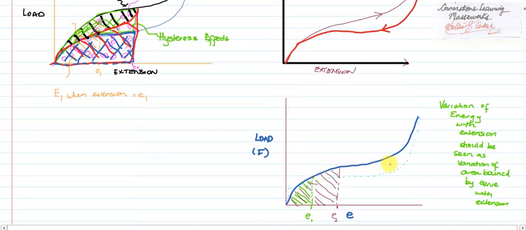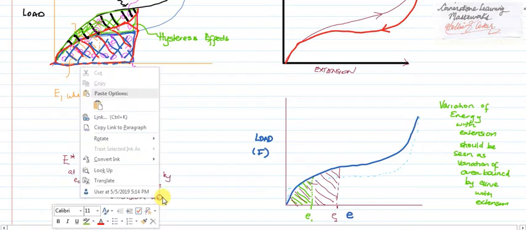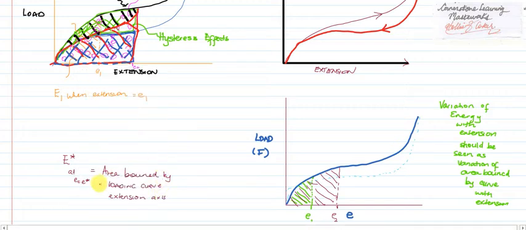So making the assumption that is the case, you will see the energy stored at a value E equal to E star will be equal to the area bounded by the loading curve, the extension axis, the line E equal to 0, which is the load axis, and the line E equal to E star.